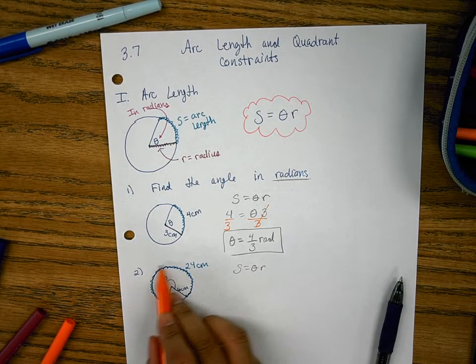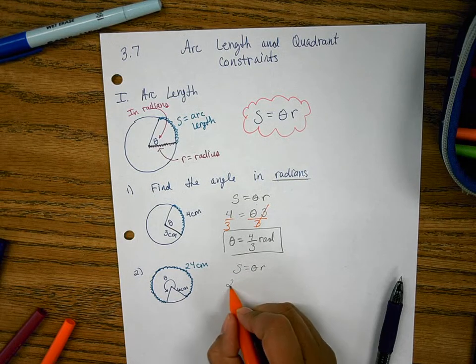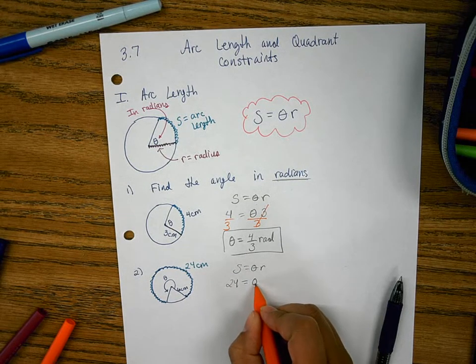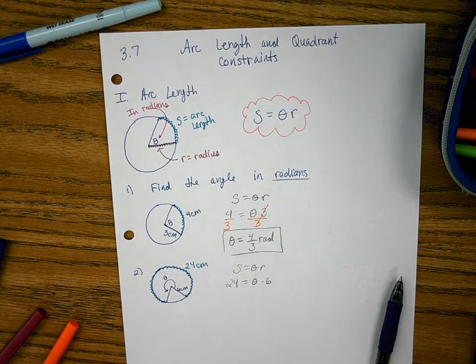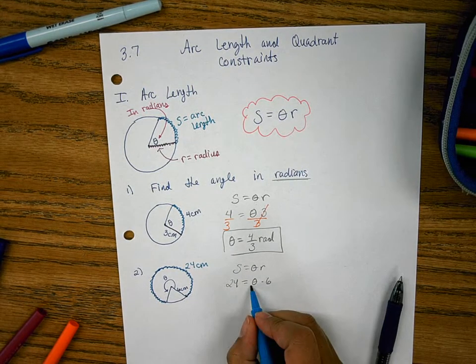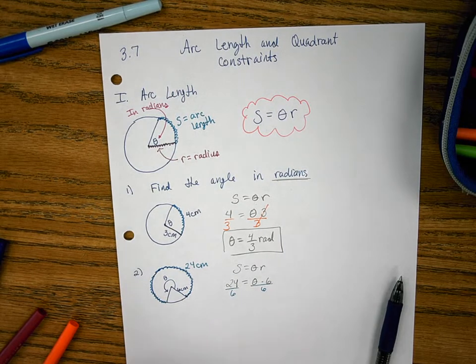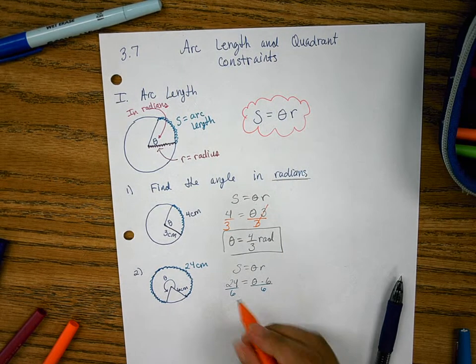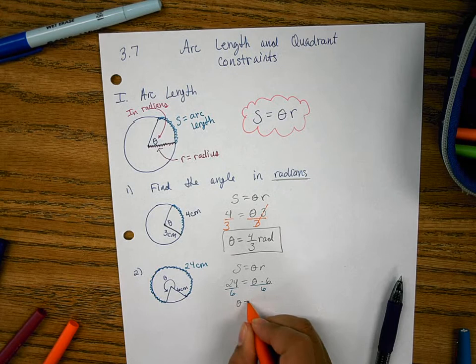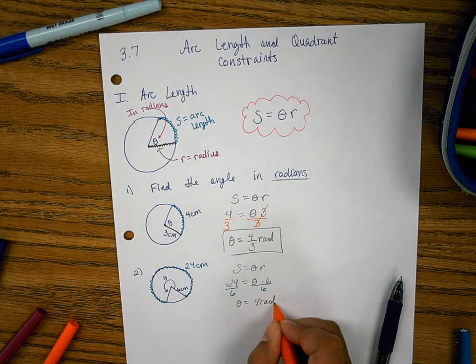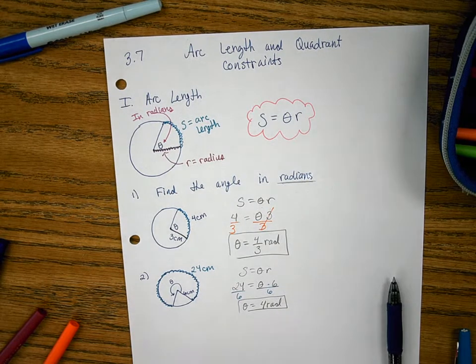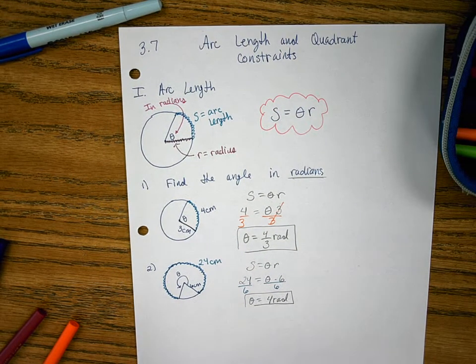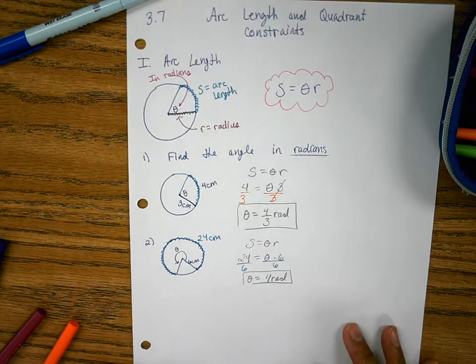S is the arc length, the big piece out here, which is 24. Theta we don't know, that's what we're trying to find, times the radius, 6 centimeters. Divide both sides by 6. Theta equals 4, and not just 4, but 4 radians. If you don't write down the radians, that is okay, as long as you recognize that it is a radian that you just found. Not a degree, not inches, it's a radian.